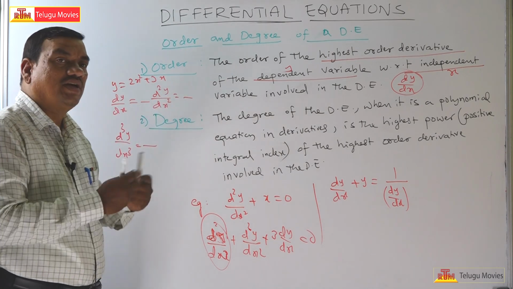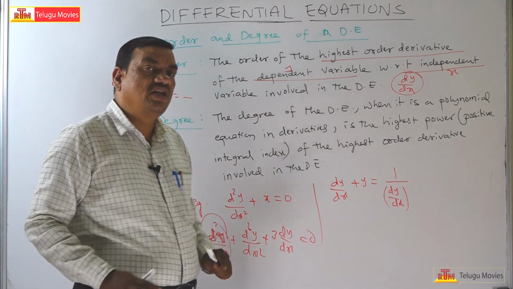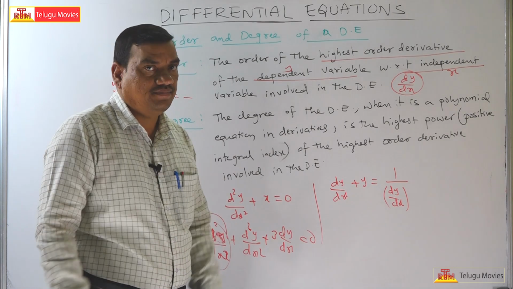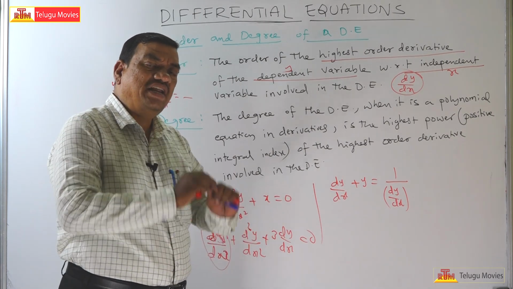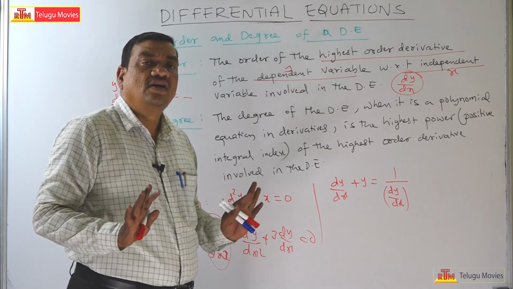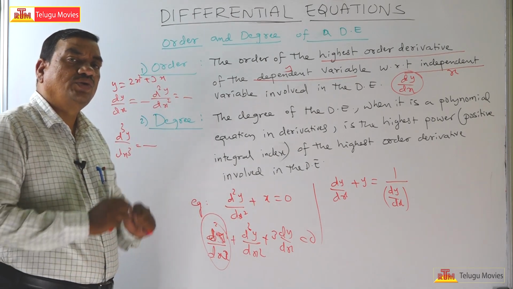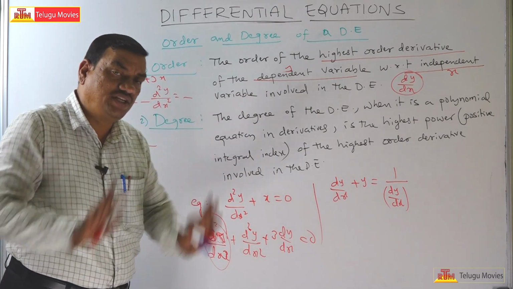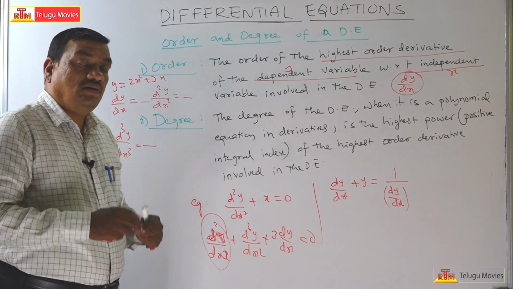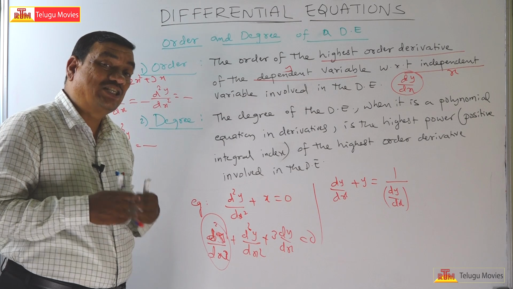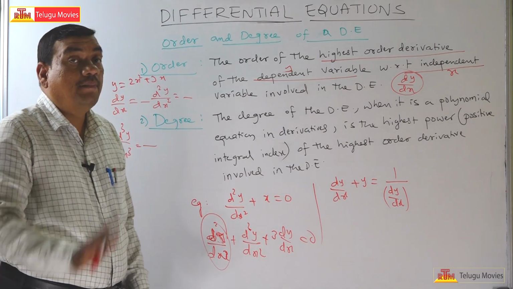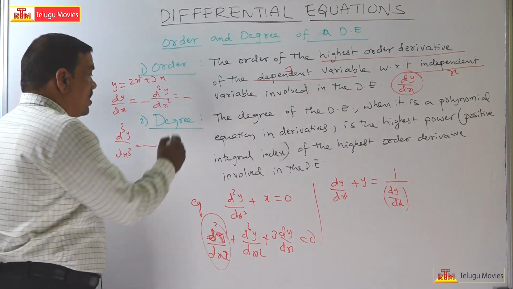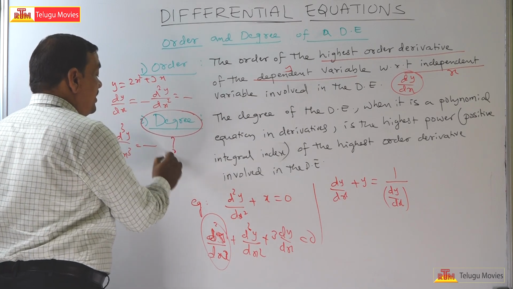Very clearly you can say, for every differential equation, order will be there. Understand? There won't be any confusion about the order. You can easily find it. If it is d cube y by dx cube, the order is 3. If it is d power 4 y by dx power 4, order 4. But you have to concentrate more on degree.